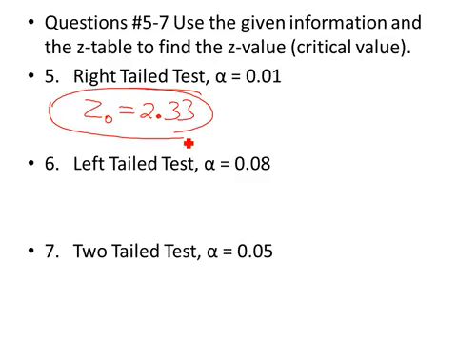Let's jump down to number 7. Number 7, two-tailed. And we're at 0.05. We're two-tailed, so we're going to have 2 critical values. Remember, it's going to look like this. You're going to have a critical value here, a critical value here, because you're two-tailed. So you should have 2 answers.